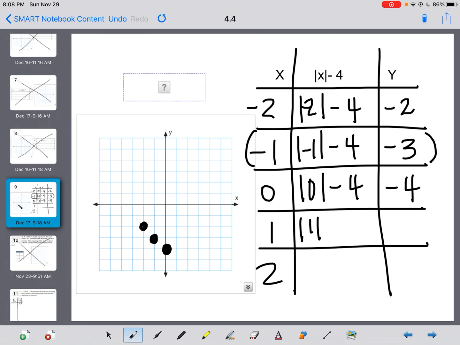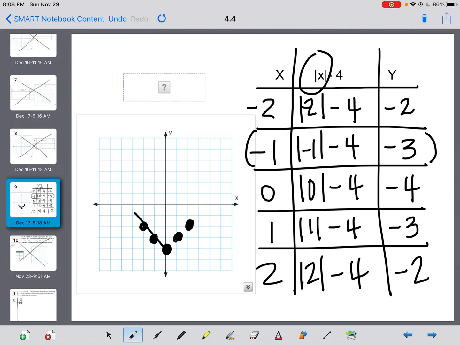Okay, absolute value of 1, which is 1, minus 4 is -3. So I'm going to go over 1, down 3. Absolute value of 2, which is 2, minus 4 gives me -2. So I go over 2, down 2. And if you notice, an absolute value graph gives me a V. Absolute value function gives me a V-shaped graph.